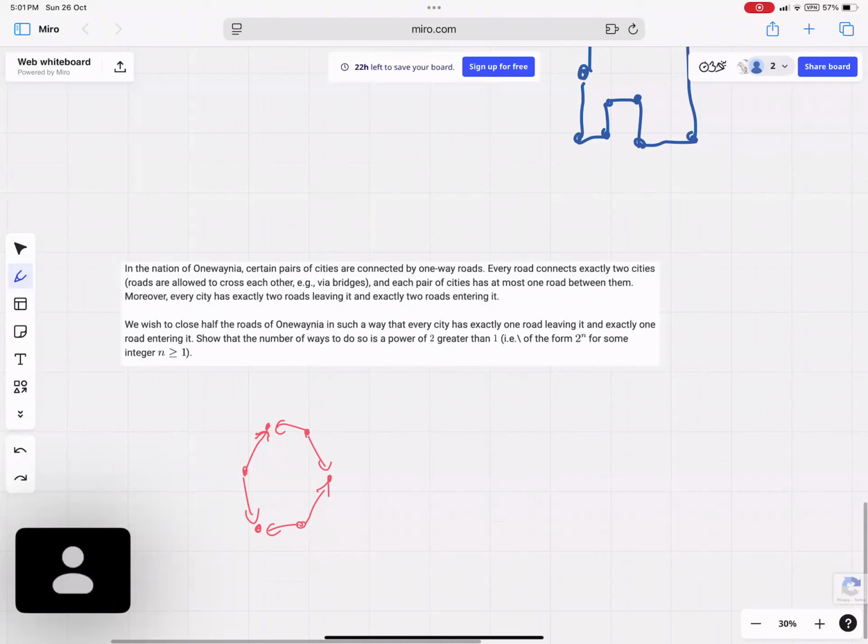So you want to think about what is the structure of such graphs? What type of properties are in such graphs?